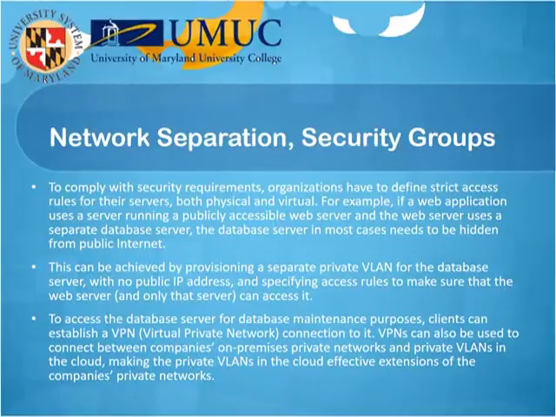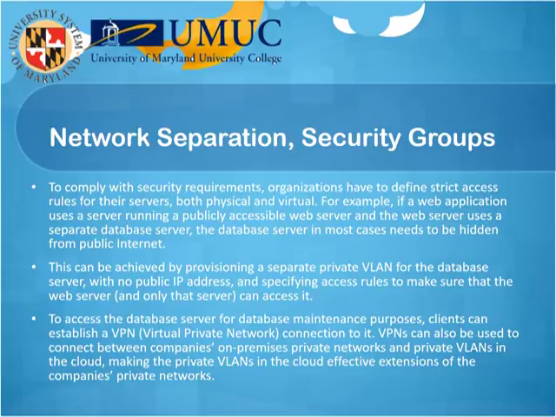Network separation and security groups. To comply with security requirements, organizations have to define strict access rules for their servers, both physical and virtual. For example, if a web application uses a server running a publicly accessible web server, and the web server uses a separate database server, the database server in most cases needs to be hidden from the public internet. This can be achieved by provisioning a separate private VLAN for the database server with no public IP address and specifying access rules to make sure that the web server and only that server can access it.